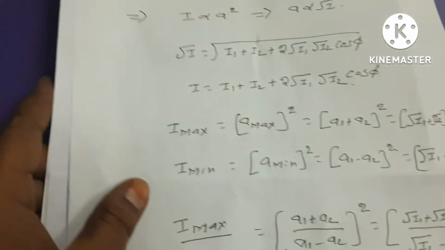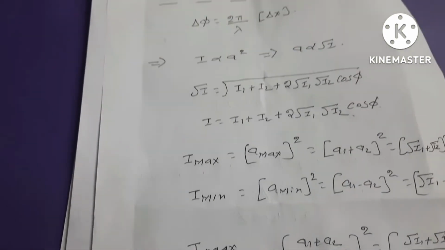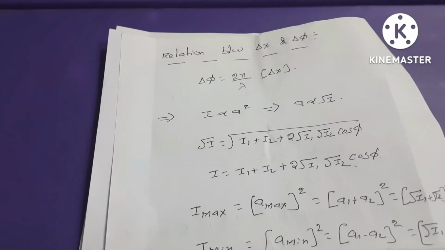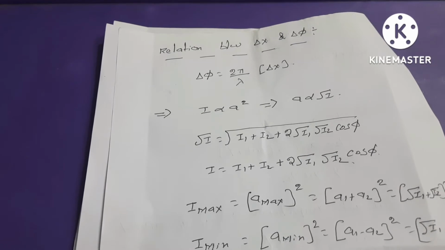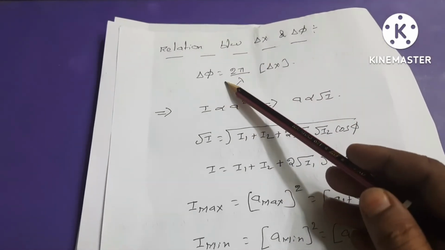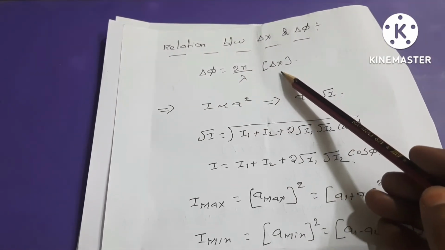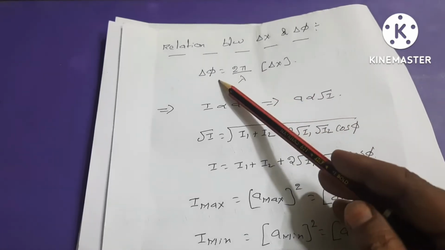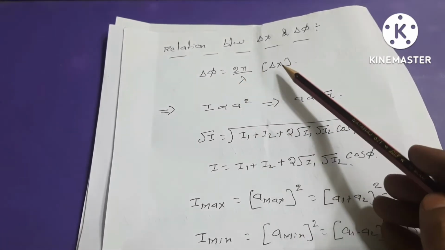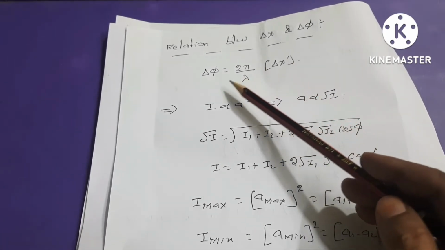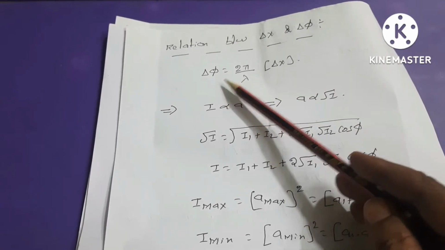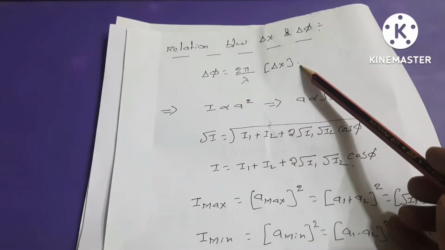Then we go through the relation between phase difference and path difference. Look here, phase difference is represented by delta phi and path difference is represented by delta x. So we write delta phi equals 2 pi by lambda into delta x.